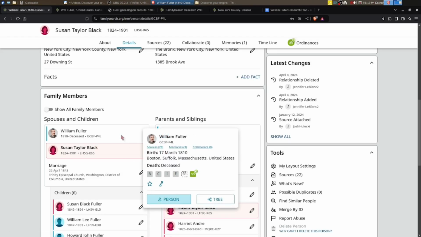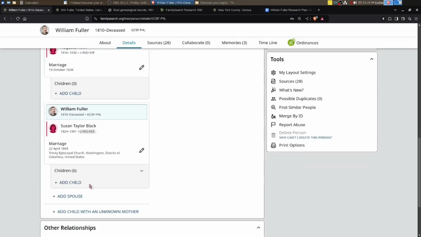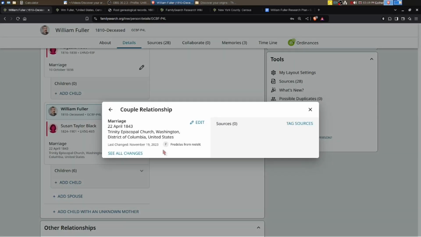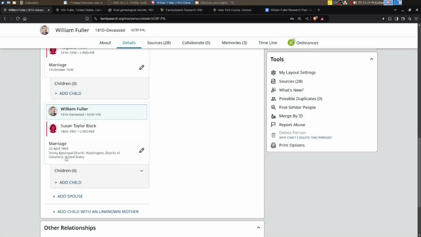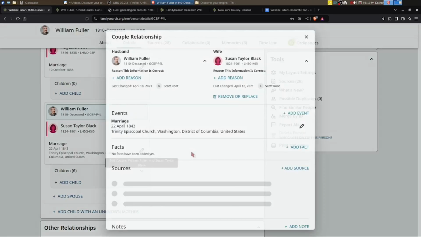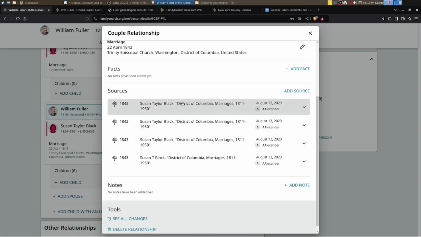They are the parents of these children, and there's a marriage record here, and I want to look at this a little bit closer, because if he was born in 1830, that would mean he was 13 years old when he got married, which seems unlikely. People may have married young in that time, but not that young. So we need to look at this marriage record.